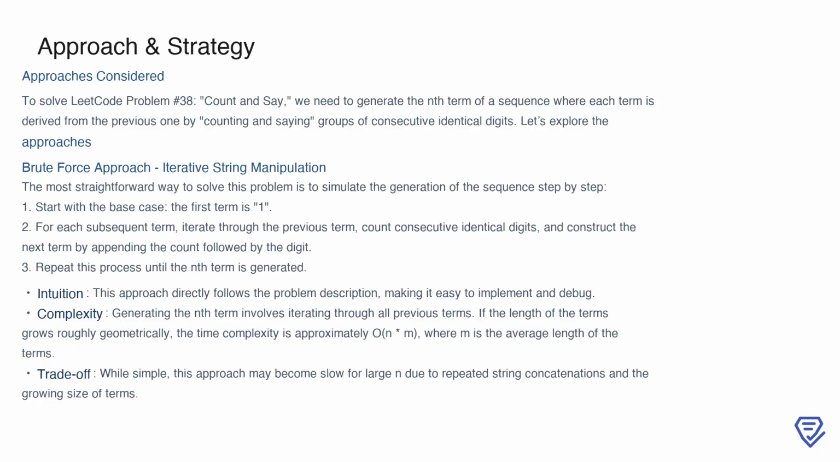The advantage of this approach is its simplicity. It directly mirrors the problem's description, making it intuitive and easy to debug. However, as the terms grow longer with each iteration, the repeated string concatenations and the increasing size of terms can make this method inefficient for large values of n. The time complexity is roughly O(n * m), where m represents the average length of the terms. While this approach is simple to implement, it comes with a trade-off in performance when scaling to higher terms.